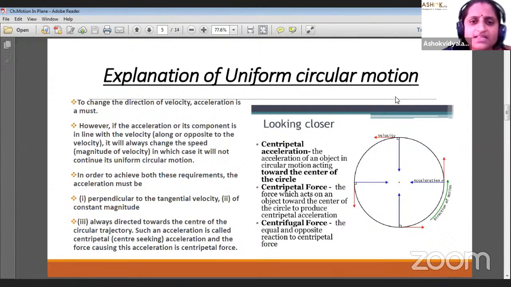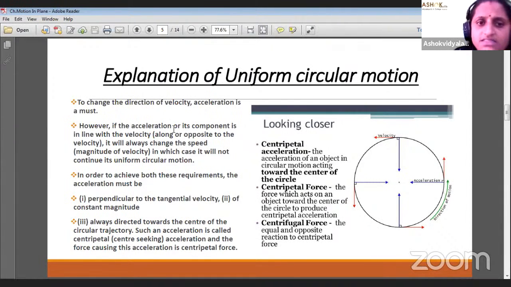Now, explanation of uniform circular motion. See in this picture, centripetal acceleration, and that force is called the centripetal force. Centrifugal acceleration is nothing but that force is called the centrifugal force. First of all, to change the direction of velocity, acceleration is a must.